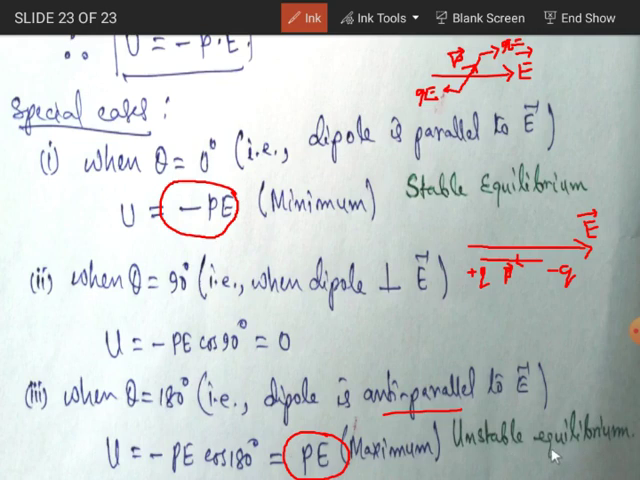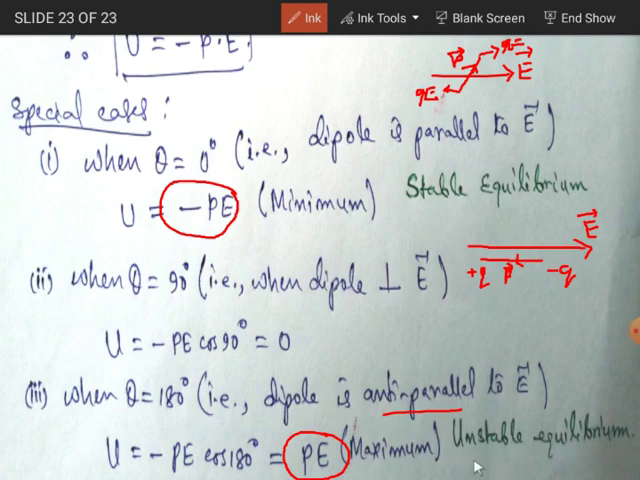Equilibrium, why? Net force is equal to 0. Unstable, why? Potential energy is maximum. Stable equilibrium, no doubt equilibrium, net force is equal to 0. Stable, why? This is a condition where the potential energy is minimum. So whenever there is energy minimum, even though the net force is equal to 0, we will call it stable equilibrium. Okay, unstable equilibrium is when net force is equal to 0 and potential energy is maximum. Got it? And that is known as unstable equilibrium.